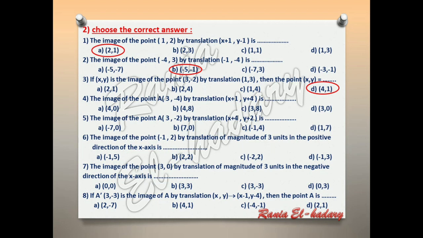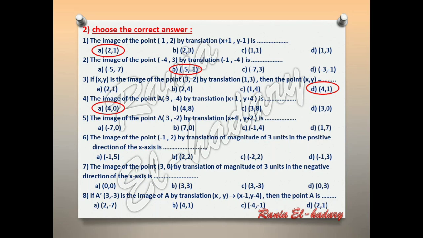Number 4. The image of the point A, 3, negative 4 by translation x plus 1, y plus 4 is what? I have the point and the translation. Point is 3, negative 4. Translation is 1 and 4. So x with x, y with y. 3 plus 1, 4. Negative 4 plus 4, 0. So the answer is letter A.